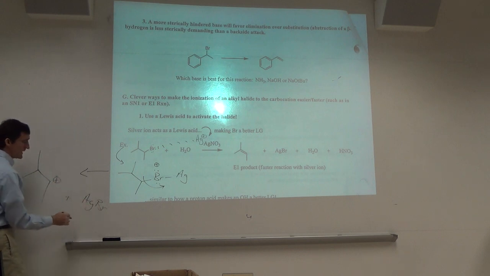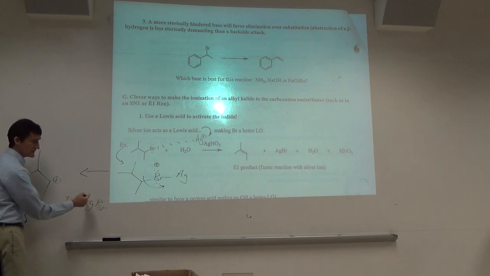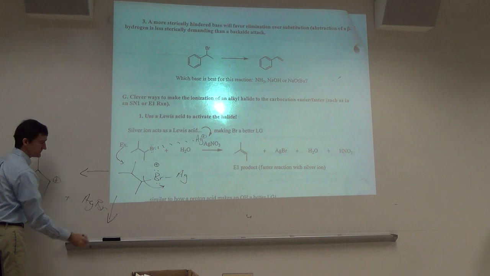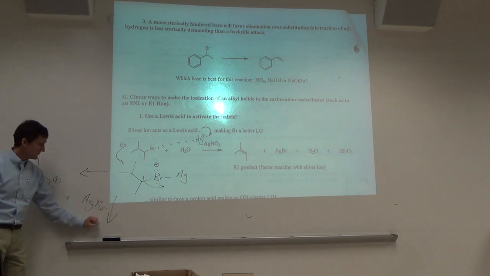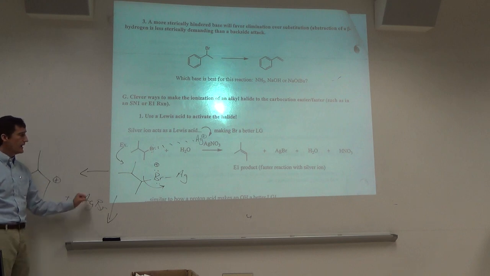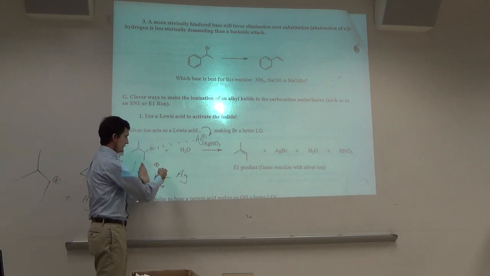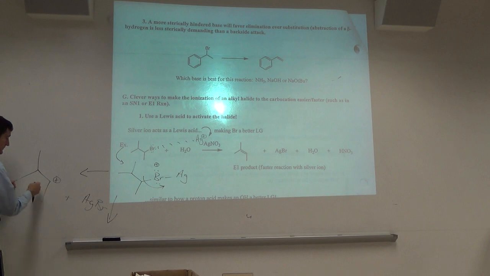AgBr, which is silver bromide. If you remember your solubility rules, that's not soluble in water. This precipitates, and the precipitation of this is a driving force. So this complexes and ionizes off and precipitates, but there you go. It helped form the carbocation. When you did the shaken not stirred, you treated your product with silver nitrate, and what did it do? It gave a precipitate. That was silver, in that case, chloride.